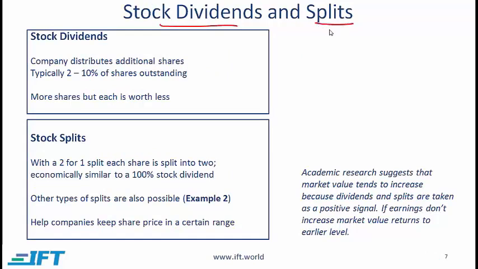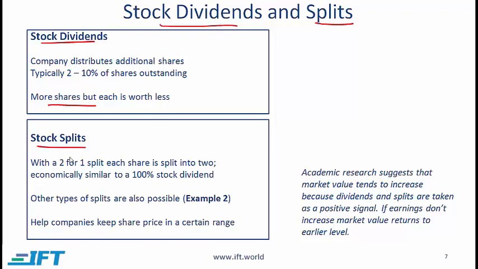Stock dividends and splits. These are non-cash dividends where shareholders simply get more shares. With a stock dividend, the company distributes additional shares, typically between 2 and 10% of shares outstanding. Shareholders simply get more shares, but each is worth less. The overall market capitalization does not change.